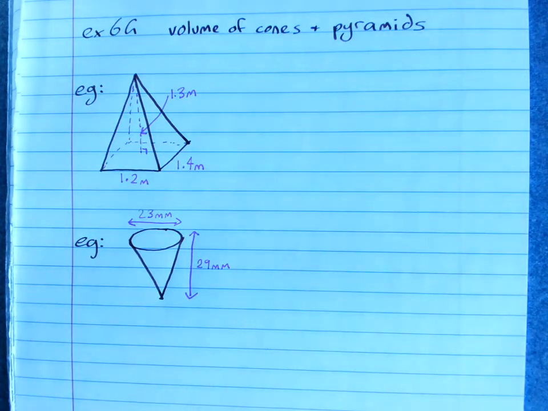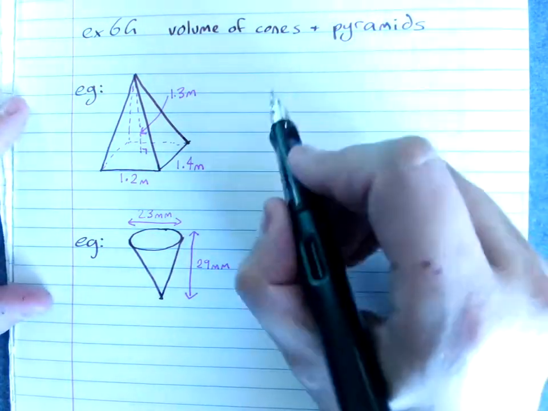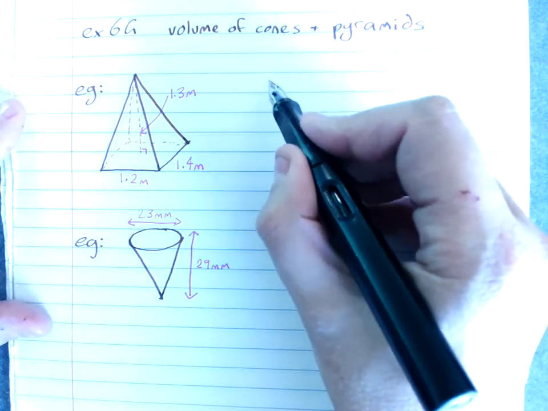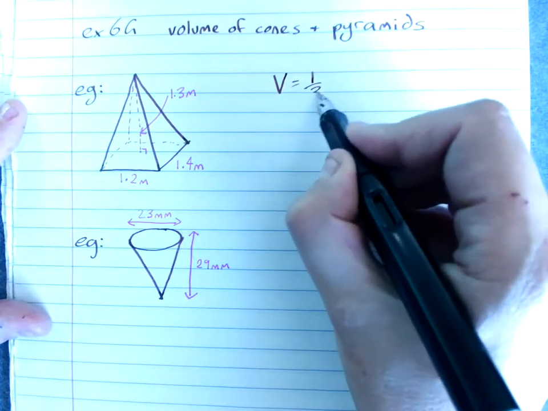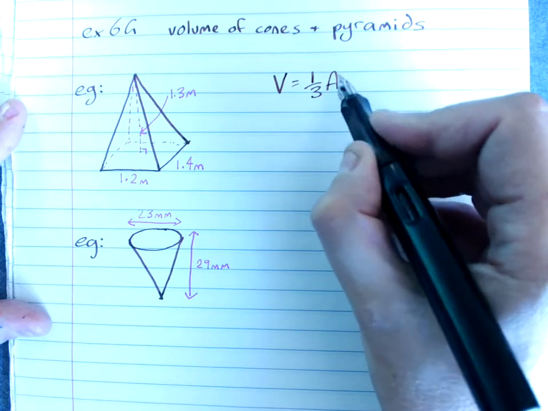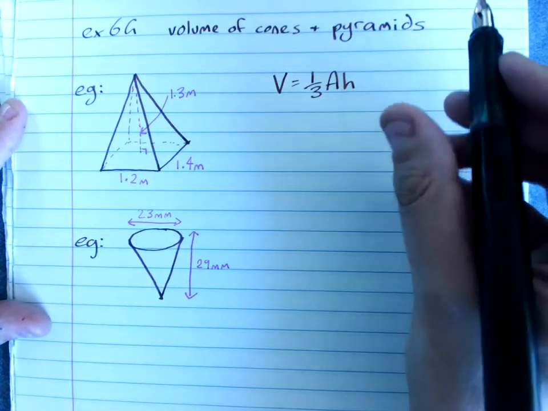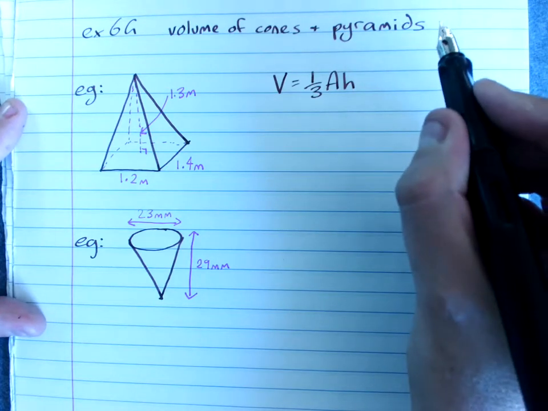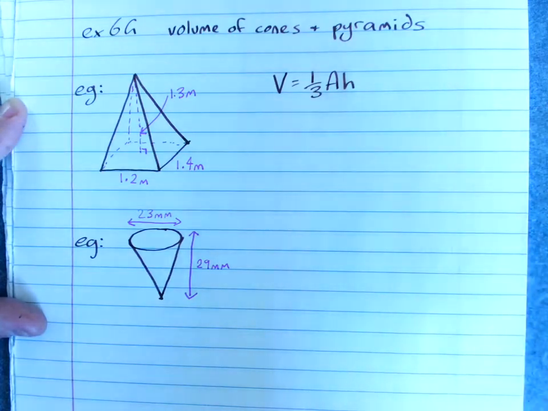Looking at volume of cones and pyramids, exercise 6G. The formula for the volume of any cone or any pyramid is volume is 1/3 times the area of the base times the perpendicular height of the shape. Proving the formula is beyond the scope of this course. It's interesting if you want to look at it though.